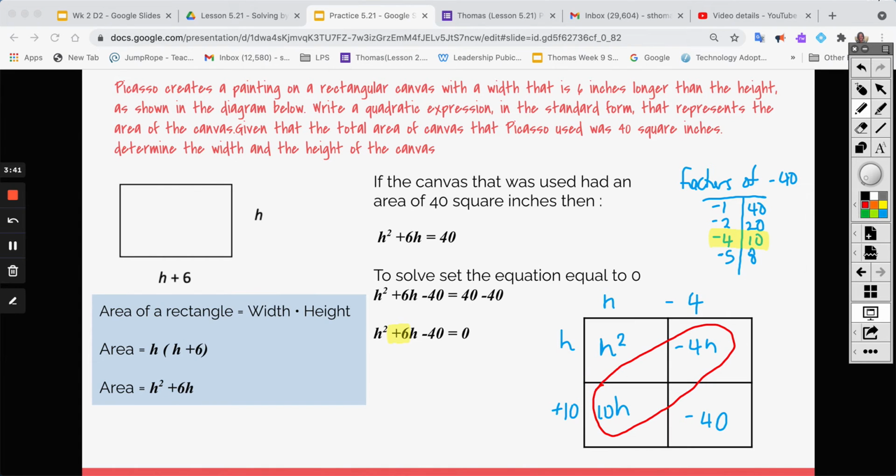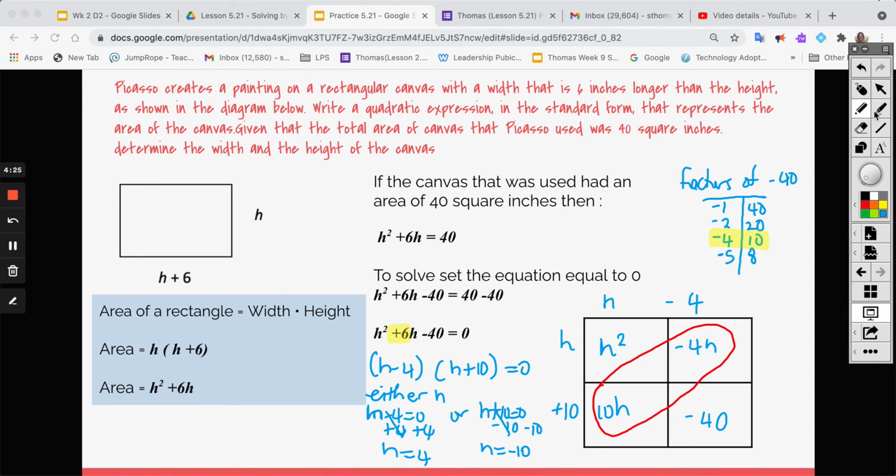All right, so now we can write the factored form of the equation, which is h minus 4 times h plus 10 is equal to 0. So either h minus 4 is equal to 0, or h plus 10 is equal to 0. In this case, we add 4 to both sides, so h is equal to 4. And in this case, we subtract 10 from both sides, which means h is equal to negative 10.